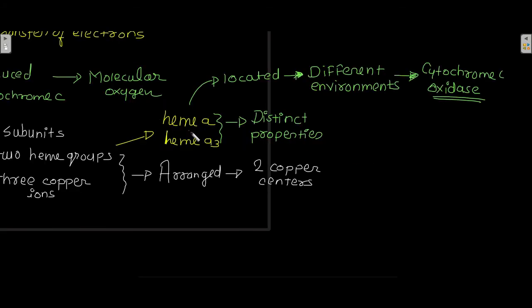Now this heme A and heme A3 have distinct properties. And why do they have distinct properties? Well, they are located in different environments within cytochrome C oxidase. That is the reason why heme A and A3 have distinct properties.